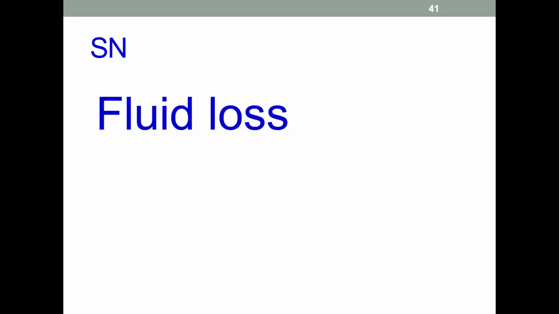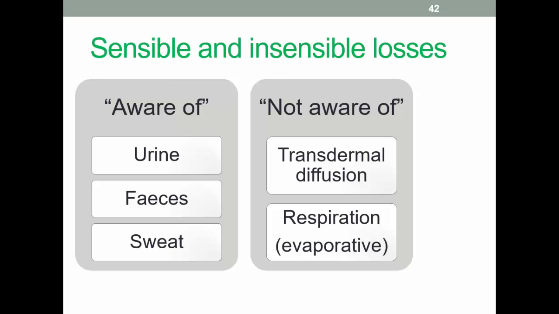Okay, so fluid loss. Two types, sensible and insensible. Sensible fluid loss refers to typical routes of excretion such as urination, which we're clearly aware of, that is, sensible of. Insensible water loss refers to body loss which we aren't necessarily aware of due to, for example, transdermal diffusion.